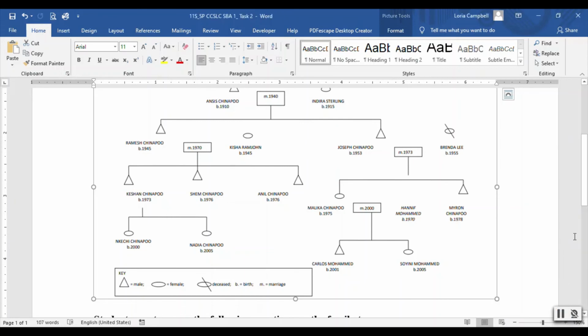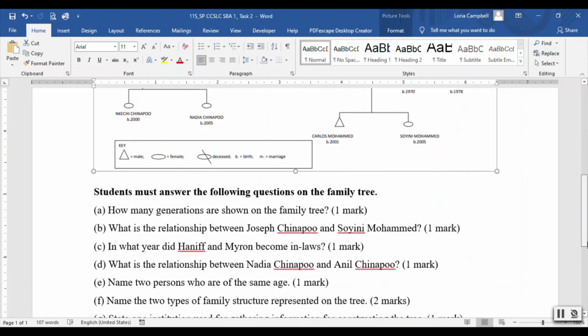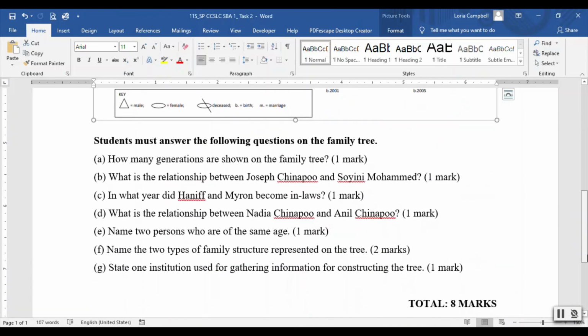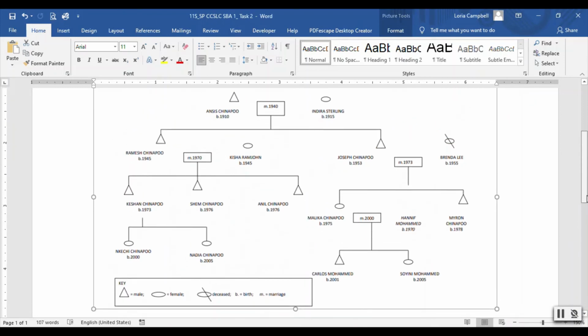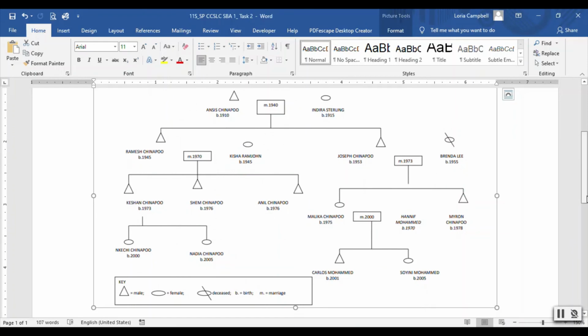Now let's continue to the final question. I think it is: state one institution used for gathering information for constructing the family tree. That you wouldn't find here. But of course, we would know that if you want to find out about your family tree and your family members, one place that you could go, especially here in Jamaica, is RGD. RGD meaning short for Registrar General's Department.